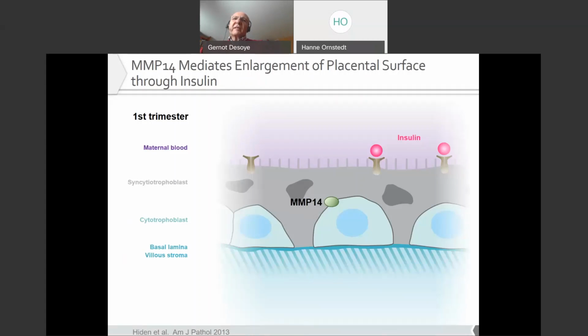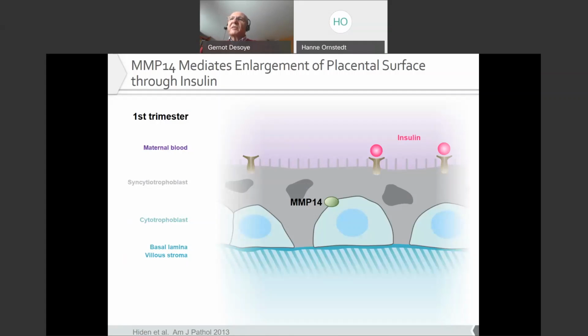The effect of insulin, however, on placental growth, if any, cannot be a direct effect, but has to be an indirect effect. And the reason is the following. The syncytial trophoblast, which is here the tissue layer in gray. This would be maternal blood with the insulin. Here are the insulin receptors. The syncytial trophoblast is not the growing or proliferating tissue in the placenta, but it's the layer of the subjacent cytotrophoblasts.